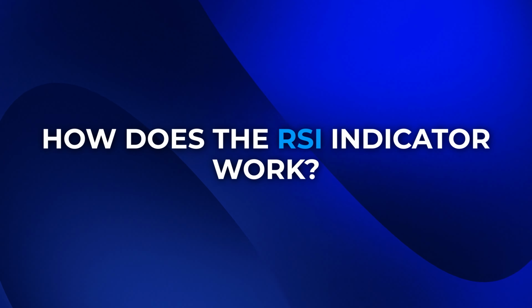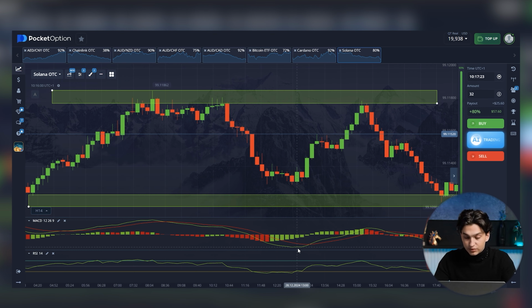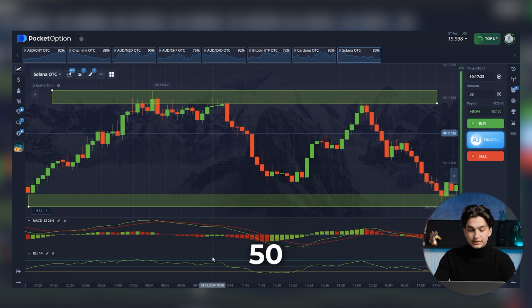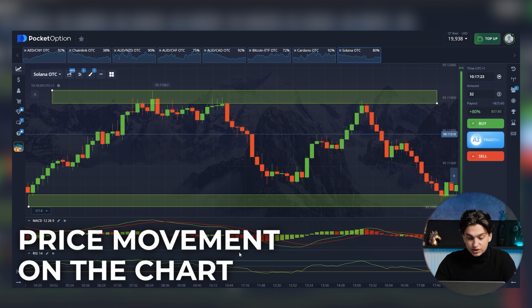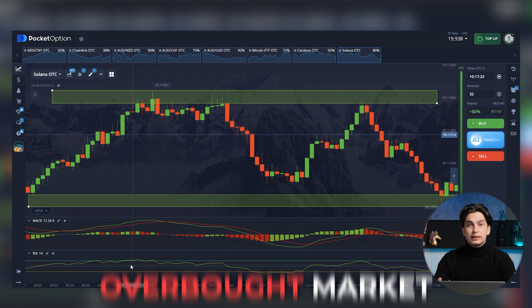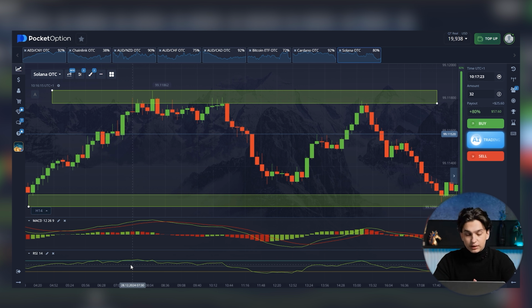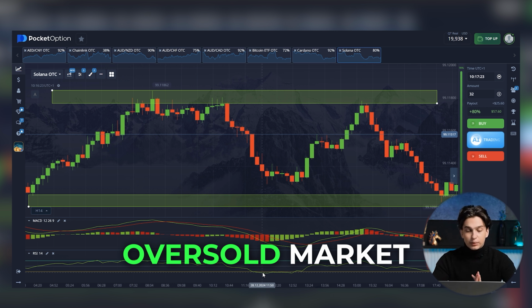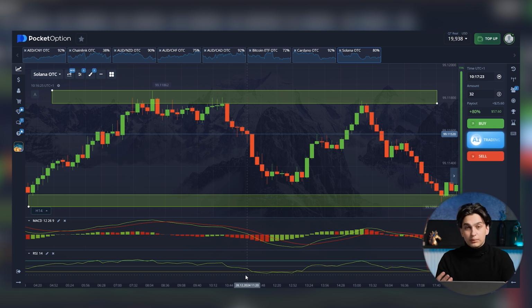How does the RSI indicator work? It's also simple. We see three lines with parameters 30, 50, and 70, along with the main green line that shows the price movement on our chart. If the line goes above the upper line, which is 70, it indicates that the market is overbought and you can confidently open a sell trade. If the green line crosses our lower line, where it says 30, it indicates that the market is oversold and you can open a buy trade.